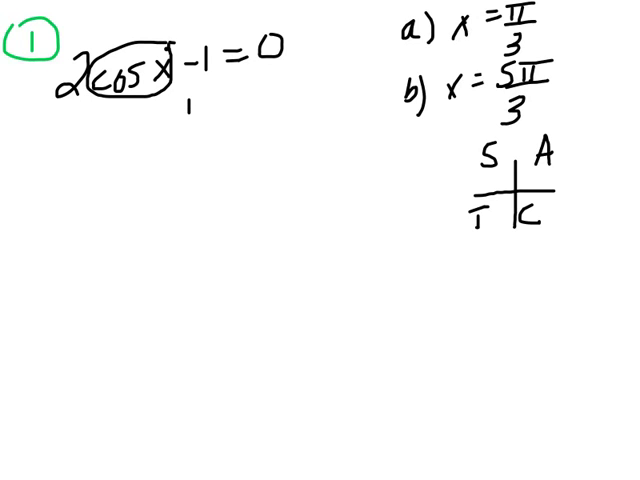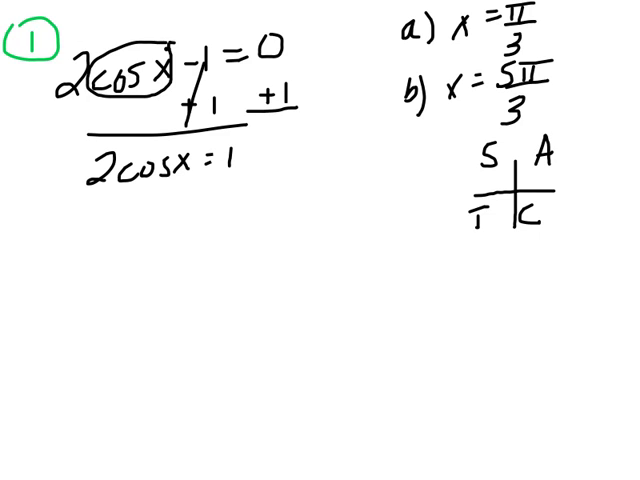So I would add 1 to the other side first, just to move it over. And then I'd have 2 cosine x is equal to 1. And then I would divide both sides by 2, just because I'm trying to get cosine x by itself. So I get cosine x is a half.